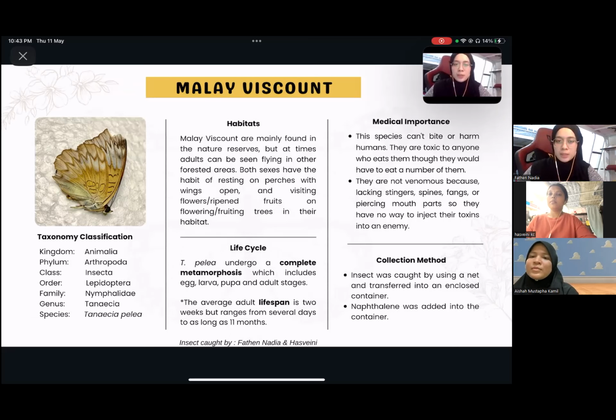As for the life cycle, as we know, butterflies undergo a complete metamorphosis, which includes egg, larva, pupa, and adult stages. And then for the medical importance, this species can't bite or harm humans because they do not have stingers, spines, fangs, or piercing mouthparts. So they are unable to inject any toxins into an enemy. As for the collection method, we use a net, transfer it into a container, and naphthalene is added into the container. And then the next species.